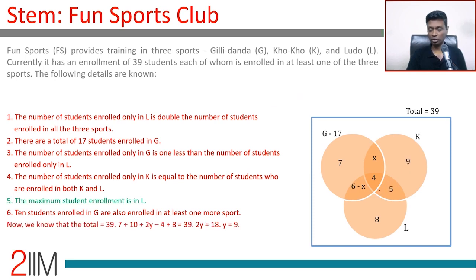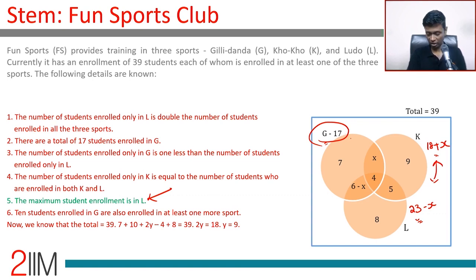We filled in every number possible. We have only one constraint that we have not accounted for, which is the maximum student enrollment is in L. Right? So the number of students enrolled in L: 8 plus 5, 13, 13 plus 4, 17, plus 6, 23, 23 minus X. Enrolled in K is 9 plus 5, 14, 14 plus 4, 18, 18 plus X. And G is 17. Now, 23 minus X should be greater than 17. 23 minus X should be greater than 18 plus X. Obviously, this is a better constraint because X cannot be negative. So 18 plus X is more than 17 any which way.